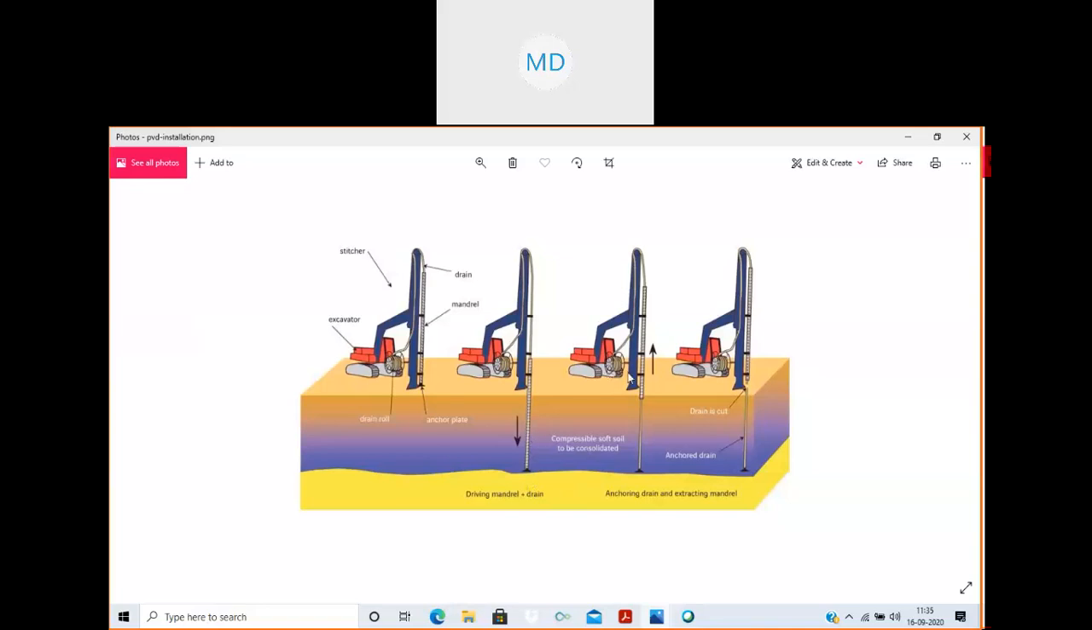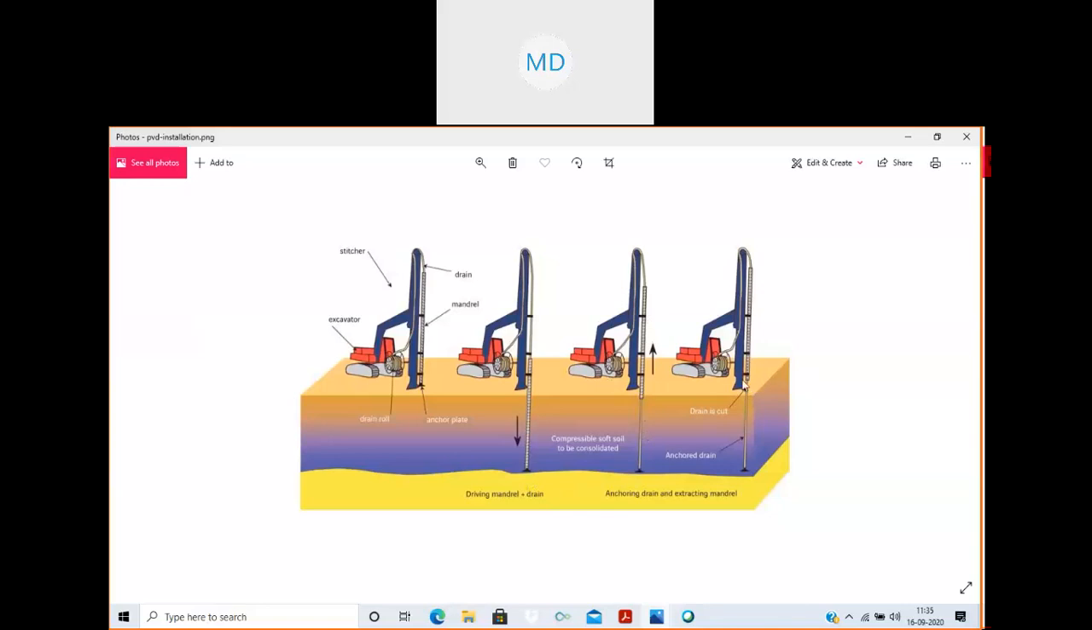In the third image we see that the drain is kept. There is a small loose cap-like structure which is pulled into the ground below. Then the drain is kept and the mandrel is withdrawn. With the arrow it is shown that the mandrel is withdrawn and the drain is allowed to stay in place. Up to a certain height the drain is shown from the surface, and then it is cut and separated.